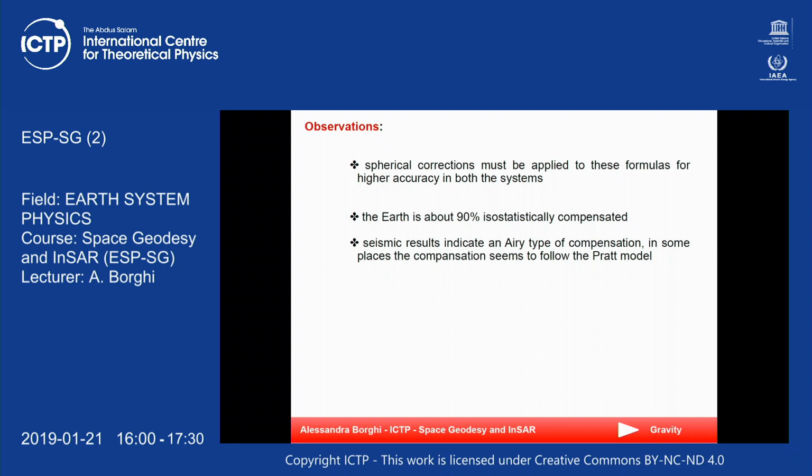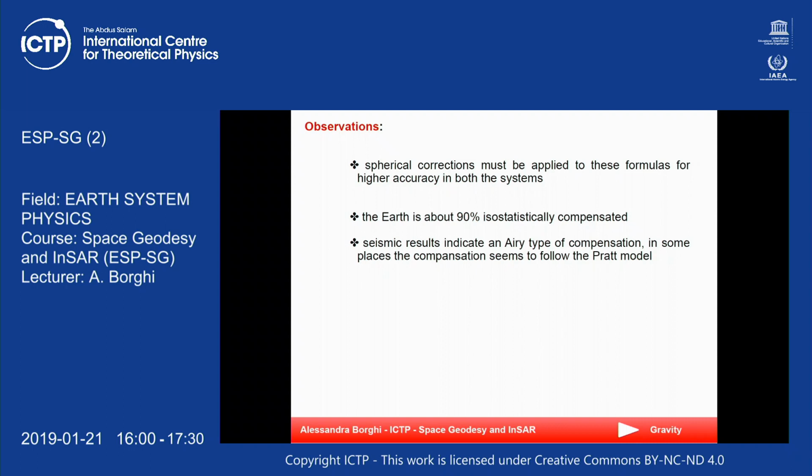Okay, now we can use a spherical correction to the formula to take into account the curvature. The Earth is 90% isostatically compensated. Seismic results indicate an Airy type of compensation. In some places, the compensation seems to follow the Pratt model. I have to check which of the two, if we have some information.